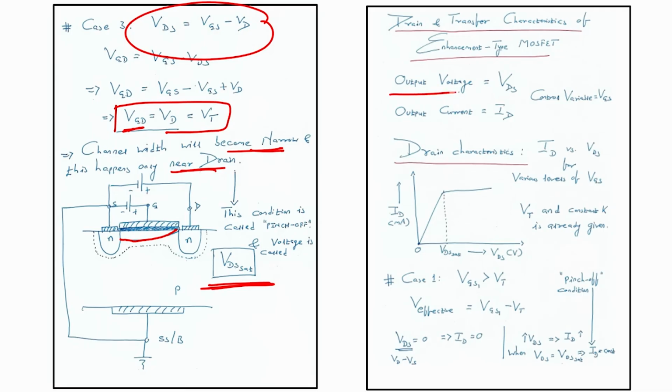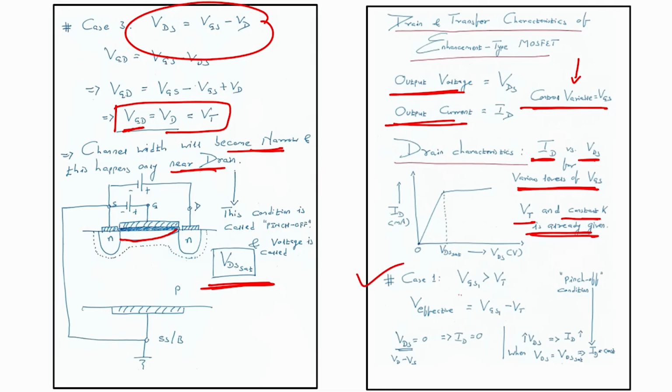Now, we know that the output voltage is VDS, the output current is ID, and the control variable is VGS, because if I keep on increasing VGS, my current increases, correct. So, the control variable is my VGS. Now, for the drain characteristics, we plot ID versus VDS for various levels of VGS. Vt and the constant K are already given, so we already know the value of the threshold voltage. Now, what we have to do is consider different cases, alright.